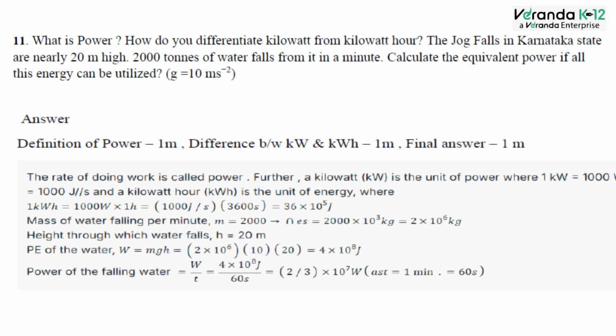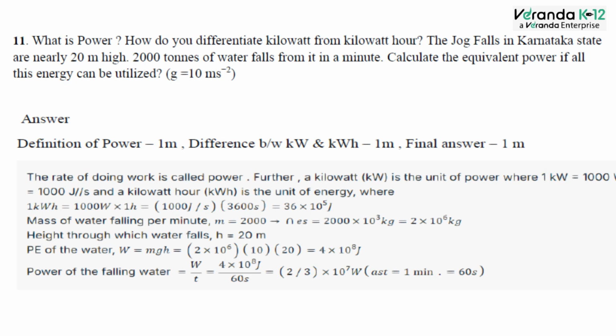So the potential energy formula is W is equal to mgh. So substitute the values: m is 2 into 10 to the power 6, g you can substitute as 10, which is given in the question itself, and h you can substitute as 20. If you multiply all the values, then you will get 4 into 10 to the power 8 joules. And then from that you can calculate the power. So we know power can be expressed as energy by time or else work done by time. The tendency to do work is said to be energy, so you can substitute it as W by T or else energy by T.